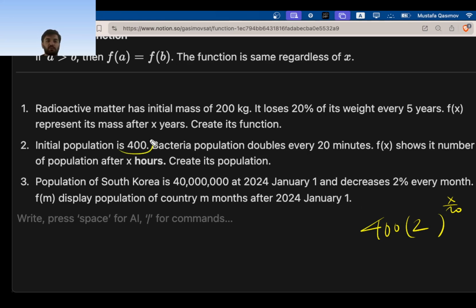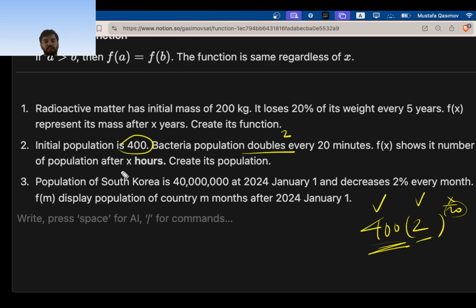Because it's initial, you have to write it here. Is it 400 multiplied by 2 to the power of x over 1 over 3? Okay, let's see. Because the initial value, it is correct. This one is always the initial value, okay? You have to write the initial value here. It said double, so it means that it is 2. It's also correct. And that last part.